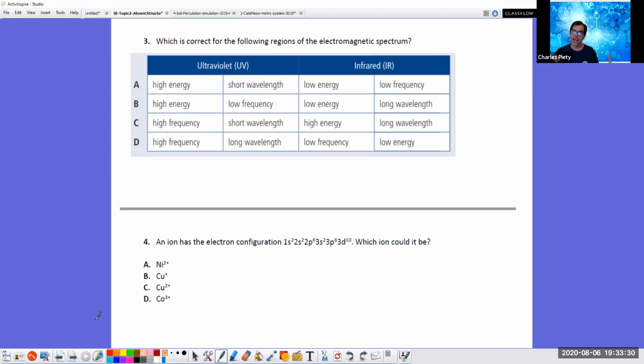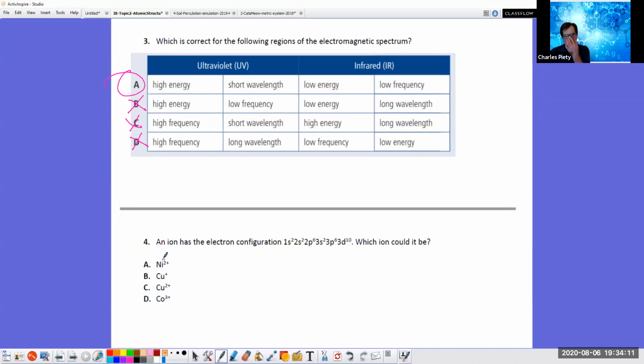Okay, ultraviolet, we know it's high energy, short wavelength. Infrared is low energy, low frequency. Let's see here. I think it might be A, right? Because if it's high energy, it can't be low frequency. So that's not true. If it's high frequency, it could be short wavelength. Yep, that's true. High energy, long wavelength, that's not true. High frequency, long wavelength, no, that would not be true. So this is the correct statement here.